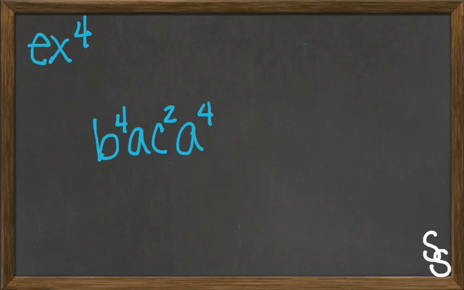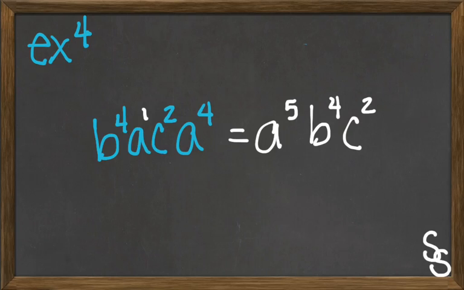Alright, one more example here. So I'm going to throw that 1 in just to help us out. So that gives us a to the 5th power, b to the 4th power, c squared. This could also be written b to the 4th power, c squared, a to the 5th power, and there are a couple of other ways you could rearrange that if you want to.